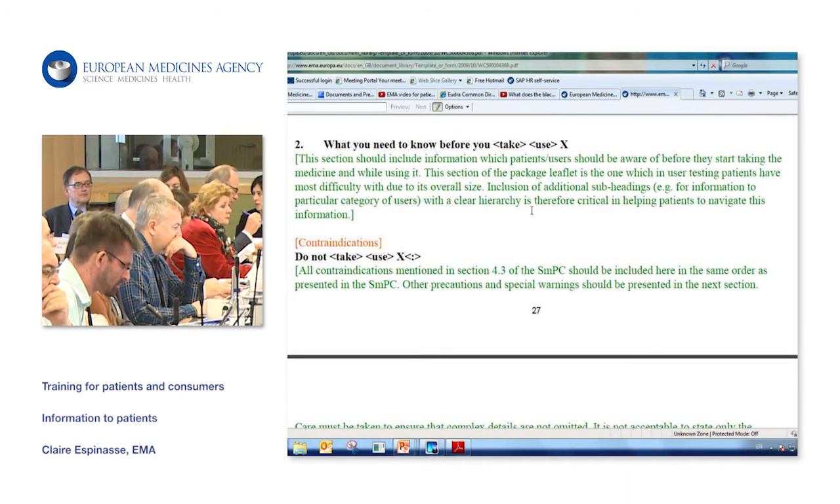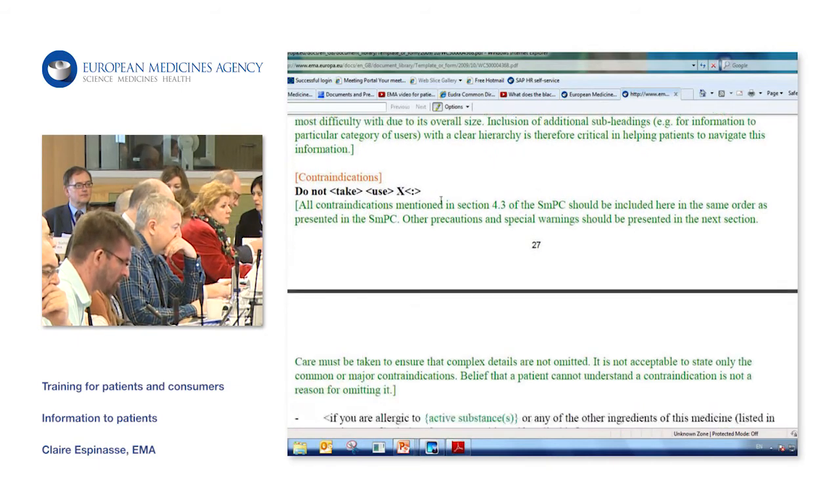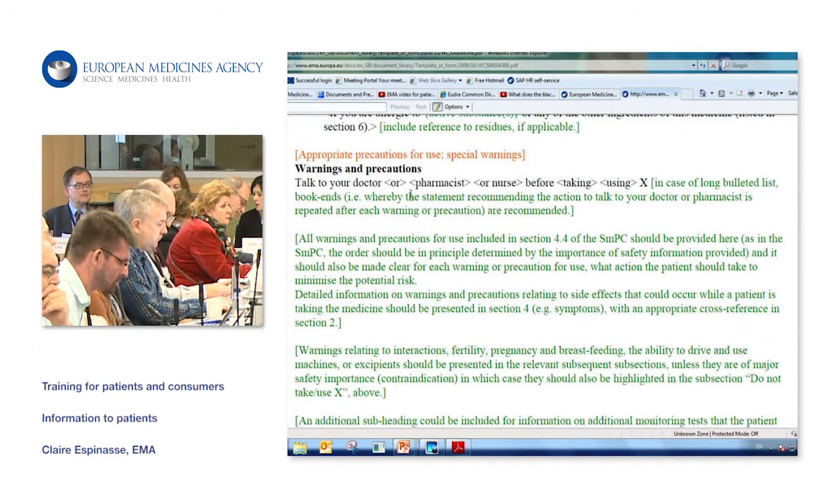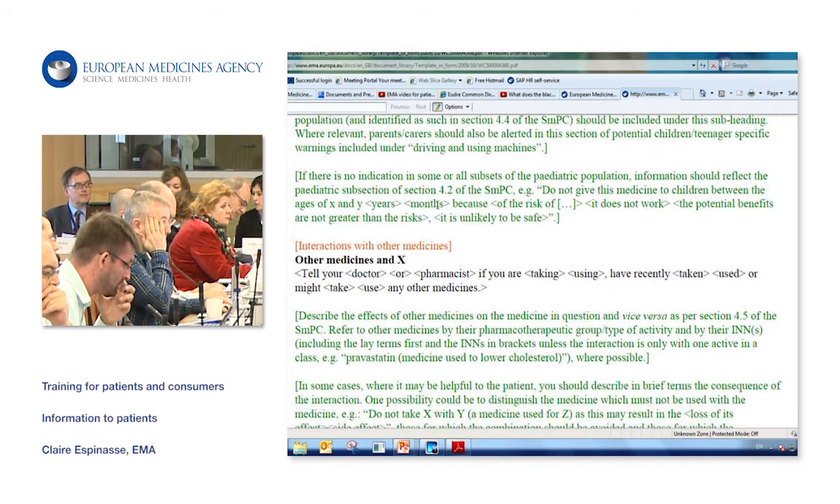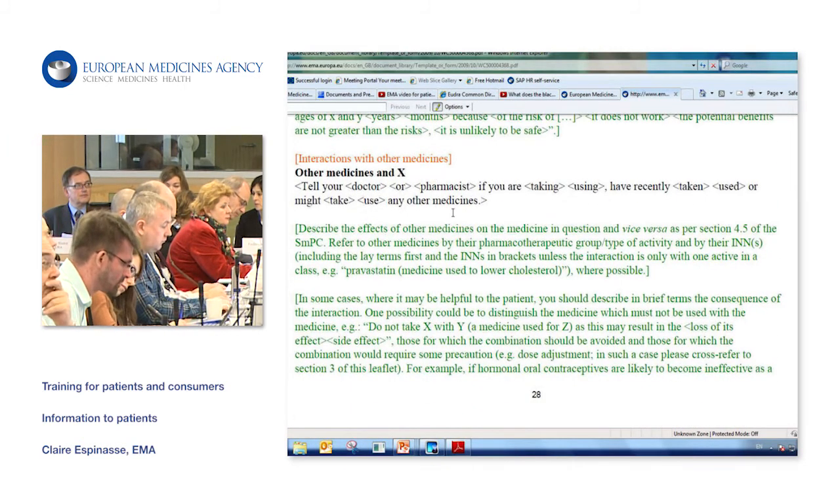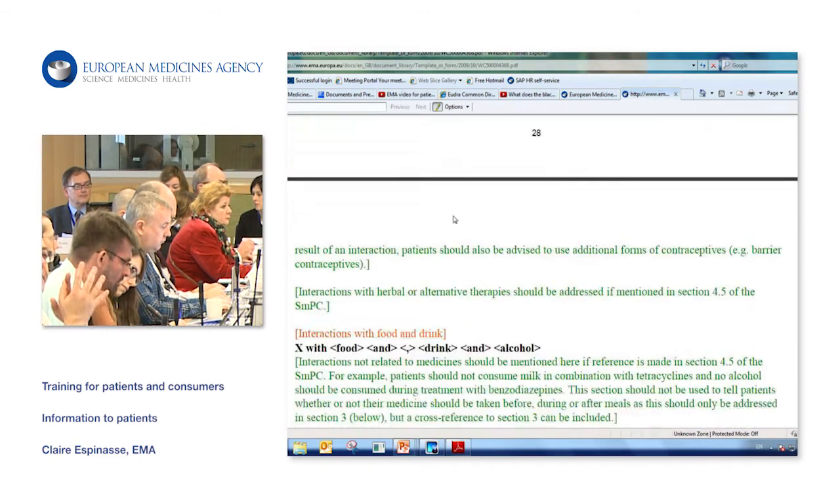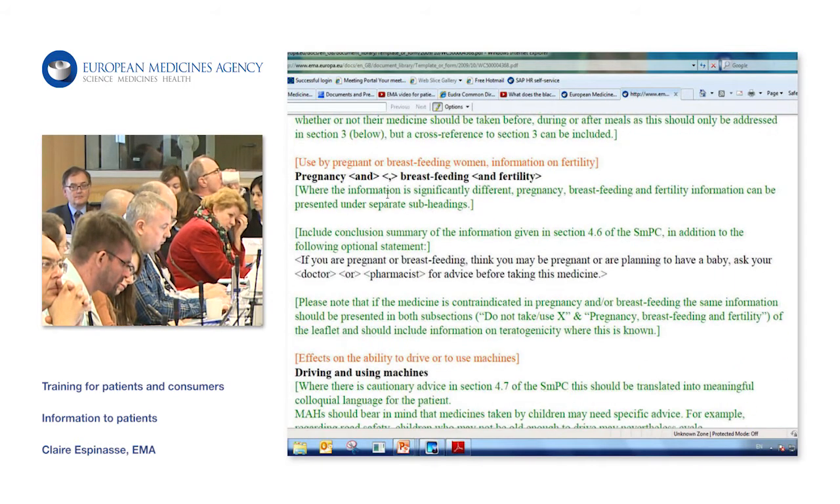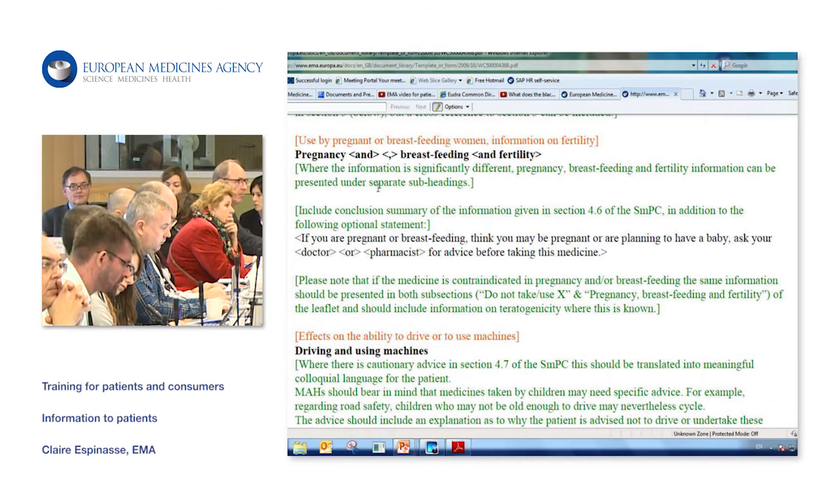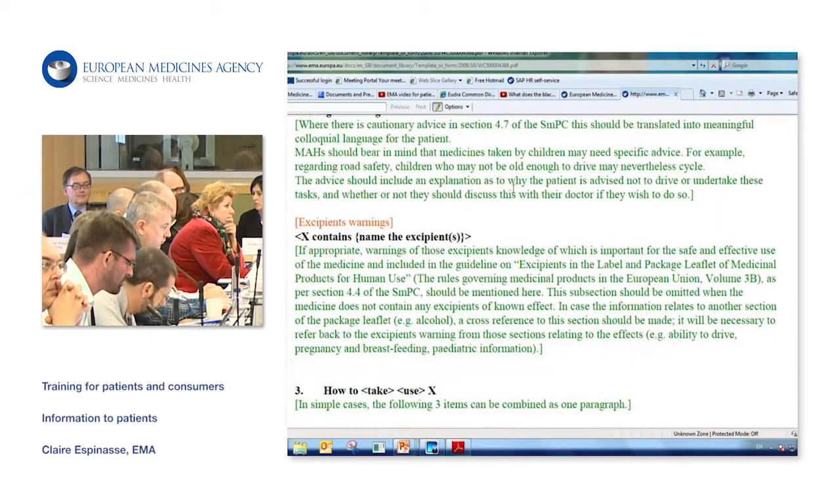Then section number 2, what you need to know before you take the medicine, will give you an overview of all the risks. So it's the contraindications, then the warnings. There's also a specific section now for children and adolescents, to highlight the information in this population. Any information about interaction with other medicines. Also interaction with food, drink, and alcohol, if applicable. Then the relevant information for pregnancy, breastfeeding, fertility, driving and using machines.